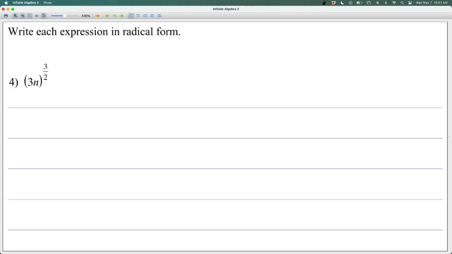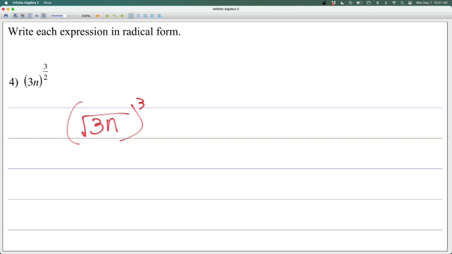All right, now we're going to go backwards. We're going to make this into radical form. So we're going to have a 3n here. Are we going to have a cube root or a square root? The 3 or the 2? Which one goes? The 3 goes outside.